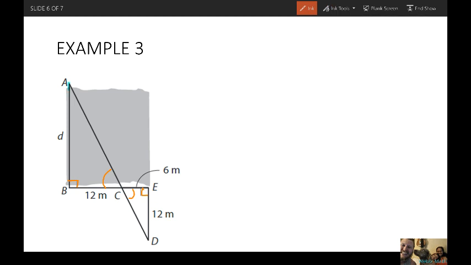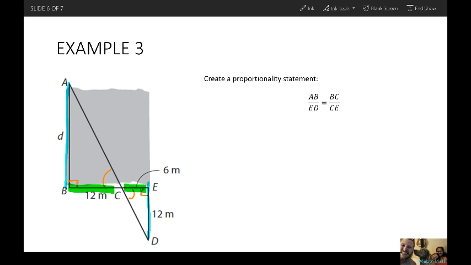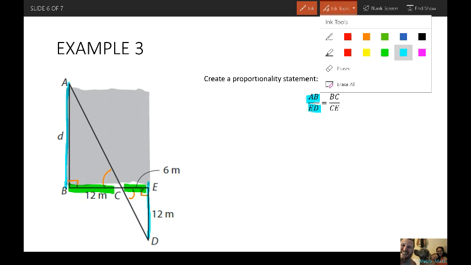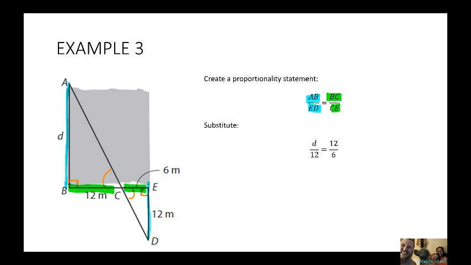So remember your proportionality. This guy's got to be proportional to this guy. This guy's got to be proportional to this guy. So we go ahead and set it up. And then green guys with green guys. Go ahead and substitute. And then cross multiply. 12 times 12, 144. 144 divided by 6 is 24. So in context, the distance across this stream is 24 meters. And you didn't have to get wet.